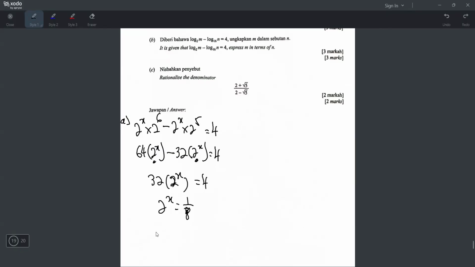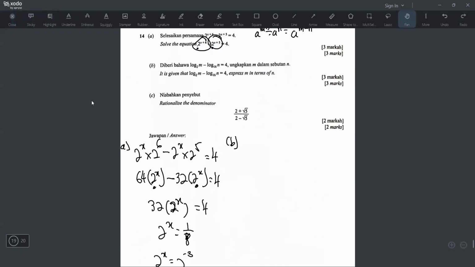And 2 power x and 1 over 8 memang boleh tukar jadi same base. Because I know 2 power 3 is 8. But this one is 1 over 8, so it's negative. Yeah, if you press calculator 2 power negative 3, it will give you 1 over 8. And now, since they are same base on both sides, now we can banding, we can compare the power. So that means your x will be negative 3. And that's your answer. Okay?